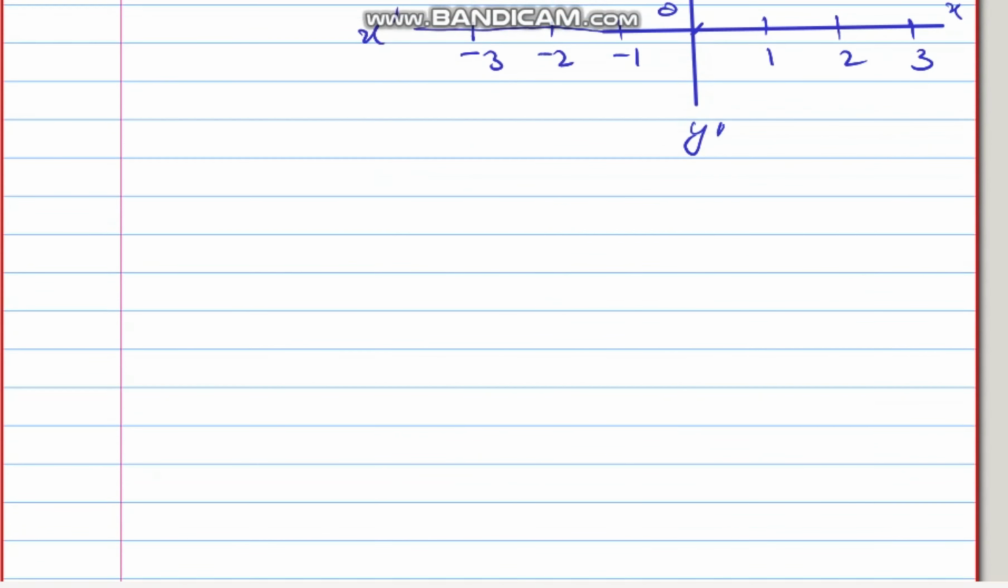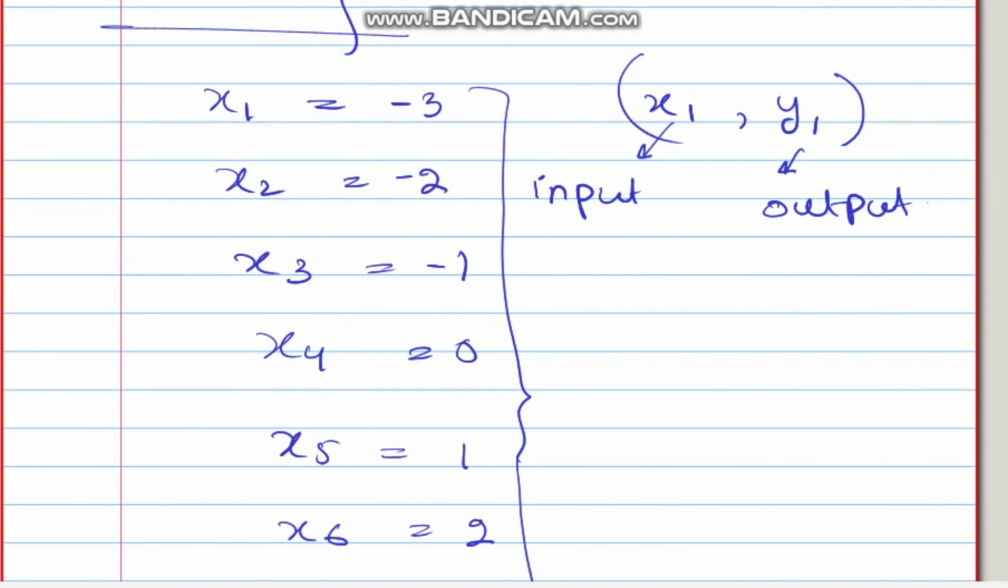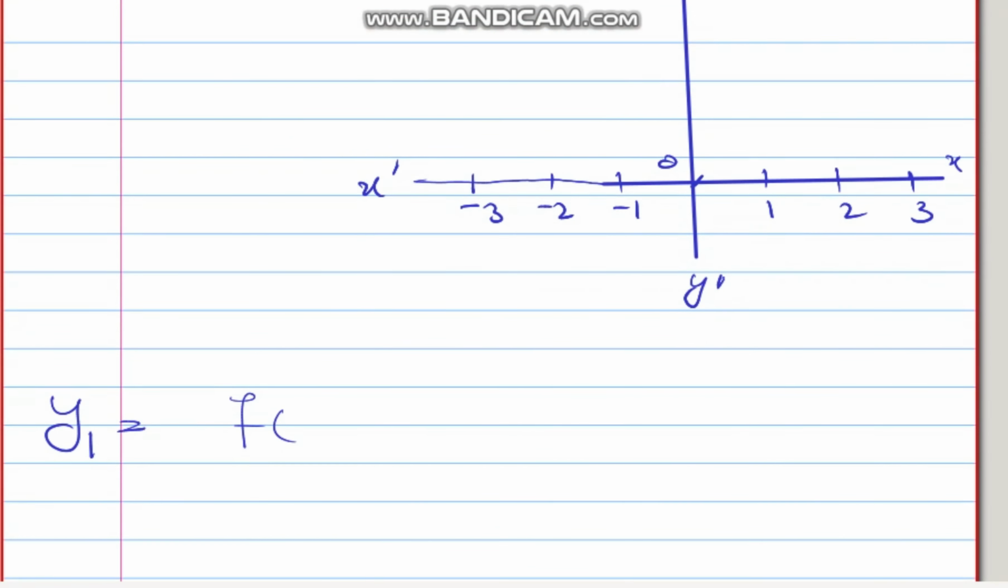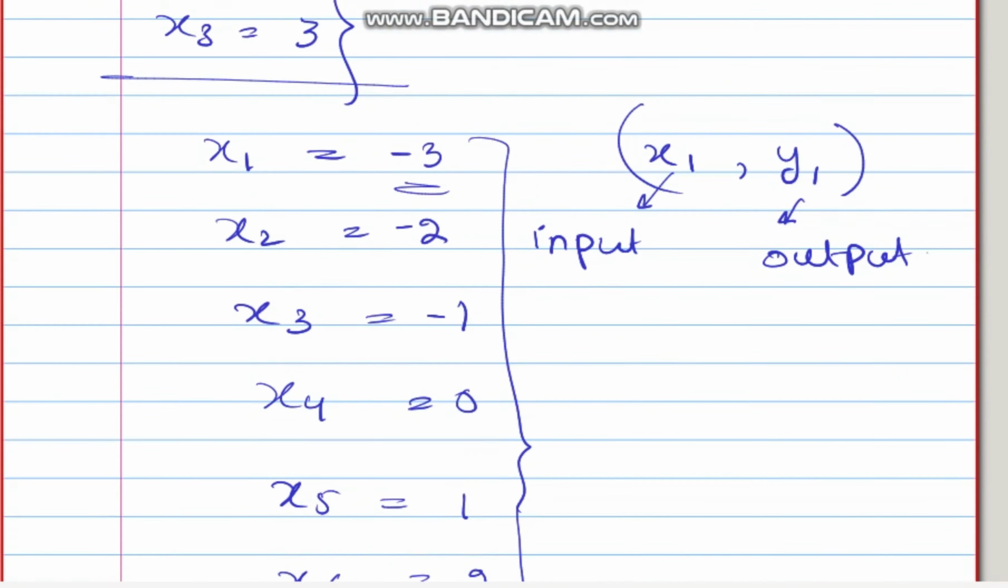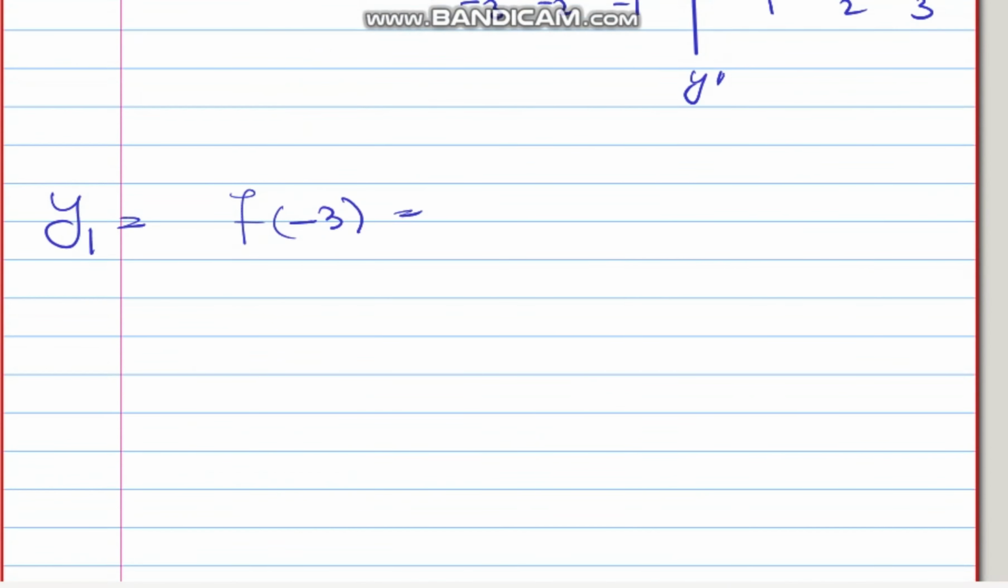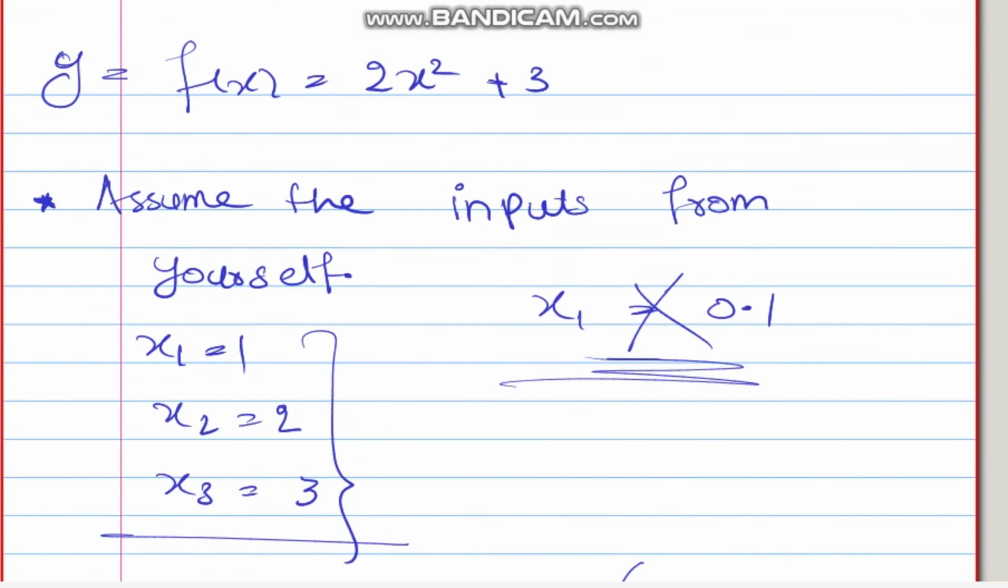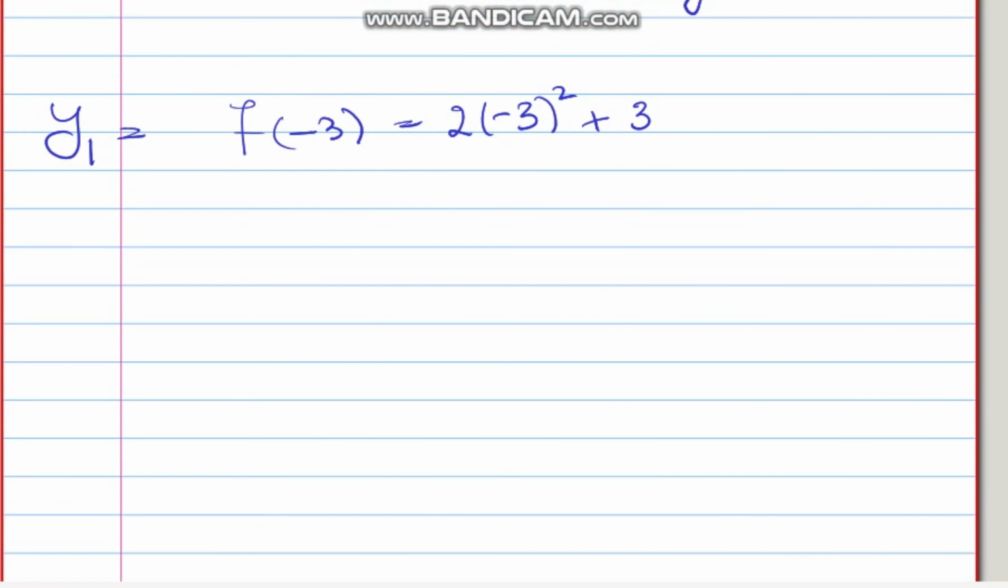Now we have to find y1. y1 is equal to f of x1. What is the value of x1? x1 is equal to minus 3. Now we just put the minus 3 into the function. And what is the function here? The function was 2x square plus 3. So we just put the minus 3 in place of x. Let me check again.